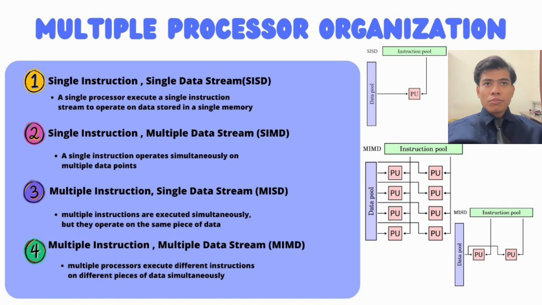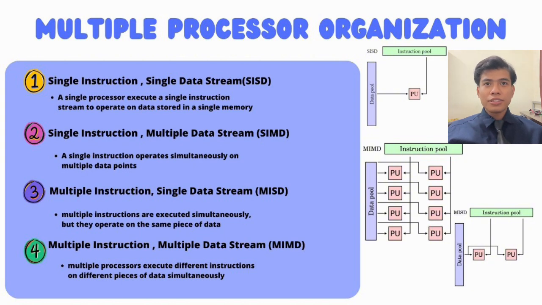Now we talk about multiple processor organization. Okay, the first one is single instruction, single data stream, SISD. It means a single processor executes a single instruction stream to operate on data stored in a single memory. The second one is single instruction, multiple data stream, SIMD. A single instruction operates simultaneously on multiple data points.